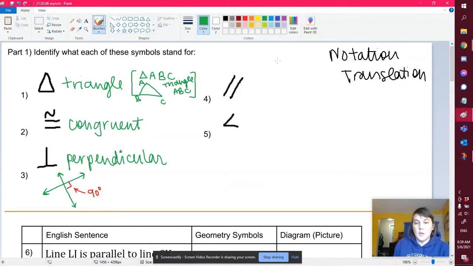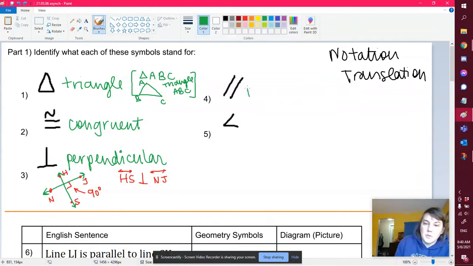All right, number 4, these 2 lines, this is the symbol for parallel. Oh, wait, let me go back to this really quick. If this is line, like, I don't know, NJ, and this is line HS, right? What we would write is line HS is perpendicular to line NJ, right? We're saying that this line meets this line at a 90-degree angle. That's the sentence.